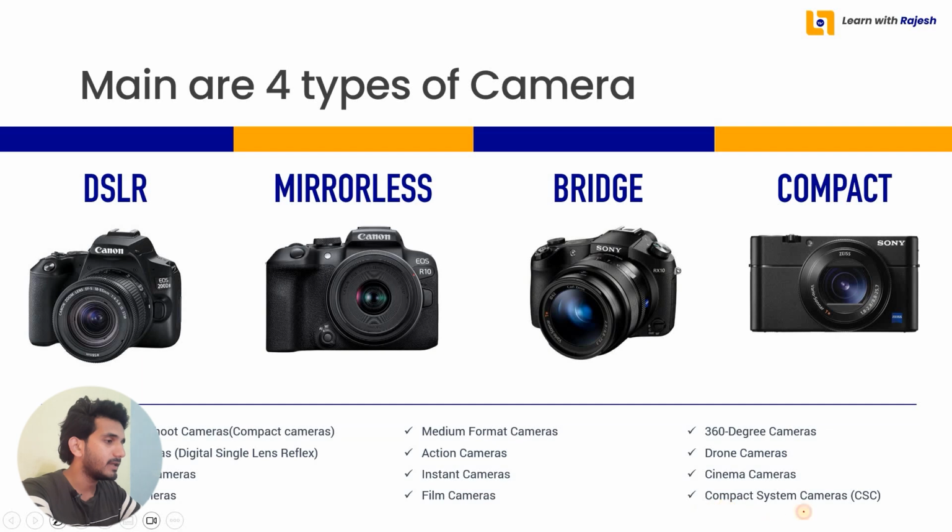Here you will see the compact system camera and also the point and shoot camera, which we also call a compact camera. So what is this? Basically both are the same, but in the compact system camera, the company provides the option to interchange the lens. So they gave it that name, compact system camera.